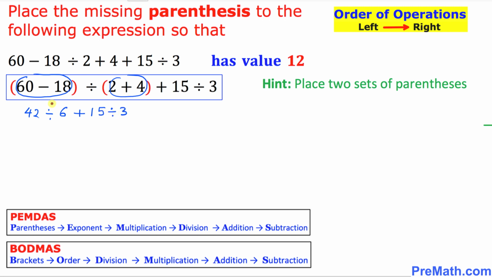Now the next thing is we're going to be taking care of this part first as we go from left to right. So that is going to give us 7 plus, and then we're going to take care of 15 divided by 3, which is going to be 5. 7 plus 5 is going to give us 12. That tells us that 12 is the right answer.